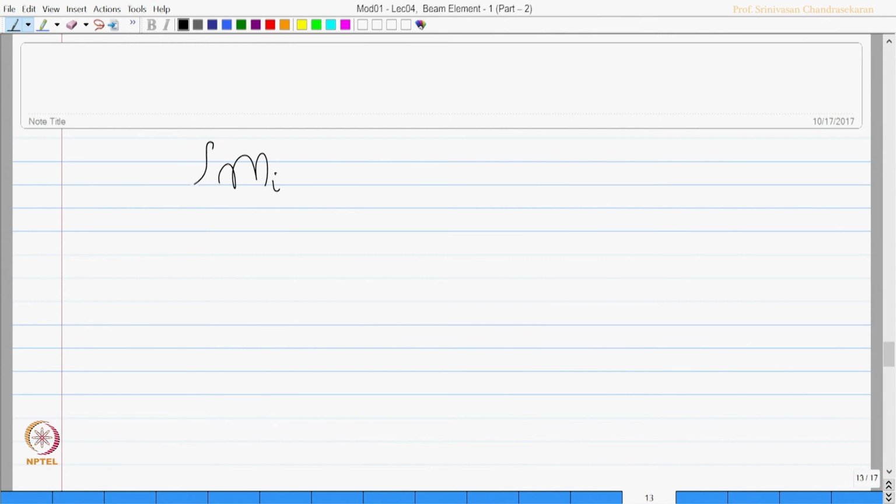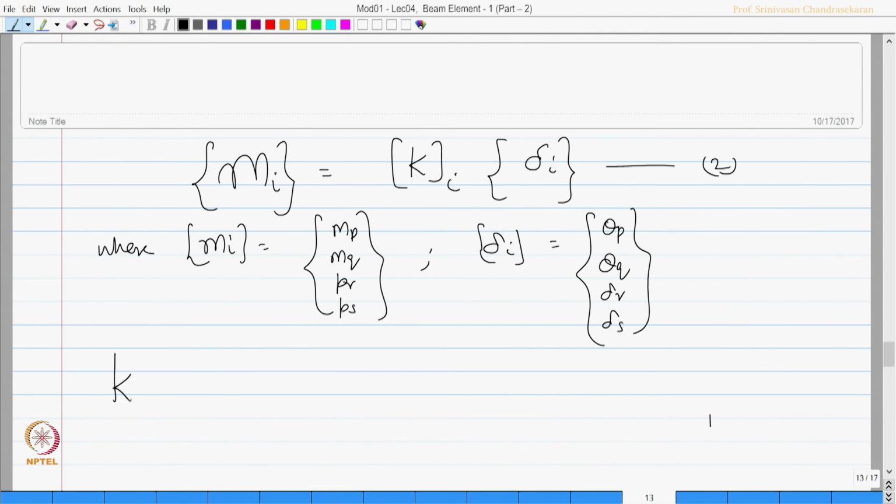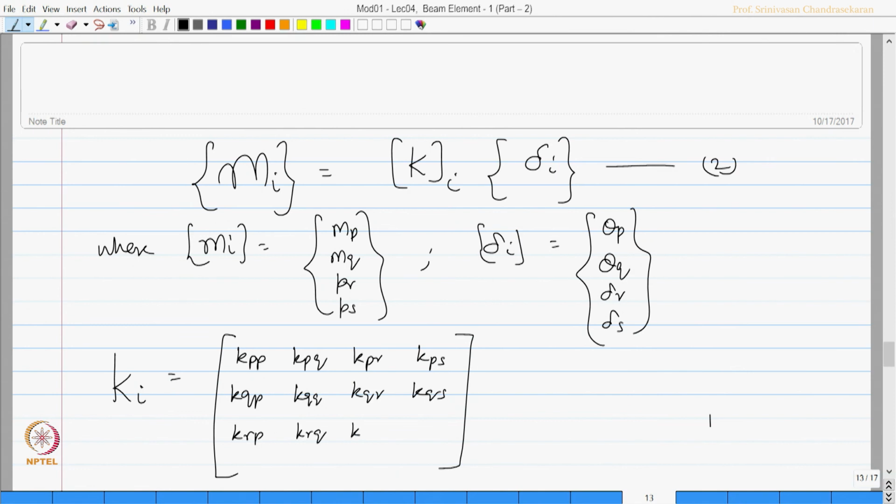m I will be k I into delta I, the generalized equation, okay, where m I vector is actually m p, m q, p r and p s, and delta vector is actually equal to theta p, theta q, delta r, delta s, and k I will be the stiffness matrix, which will be k p p, k p q, k p r, k p s, k q p, k q q, k q r, k q s, k r p, k r q, k r r, k r s, k s p, k s q, k s r, k s s.